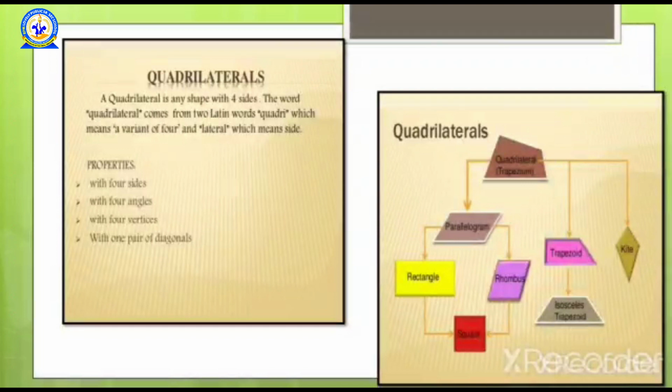Its property is based on its meaning. It has 4 sides, 4 angles, 4 vertices with 1 pair of diagonals. 1 pair of diagonals means it has 2 diagonals. The types of quadrilateral are parallelogram, trapezium and kite. And the types of parallelogram are rectangle, square and rhombus. So we can say rectangle, rhombus, square, parallelogram, trapezium and kite are quadrilaterals because they have 4 sides.